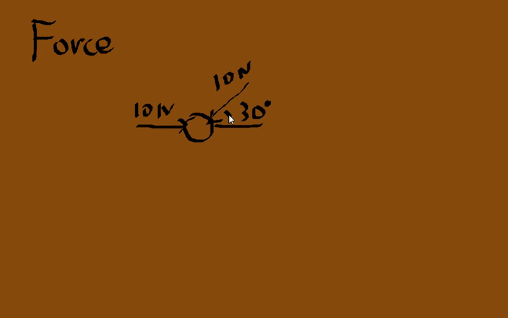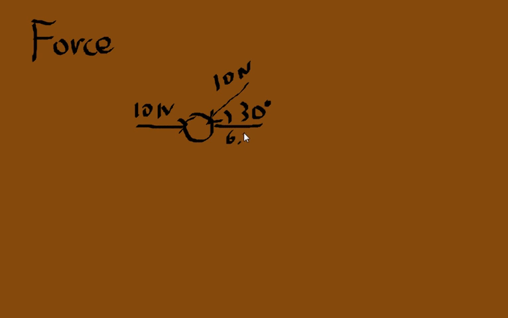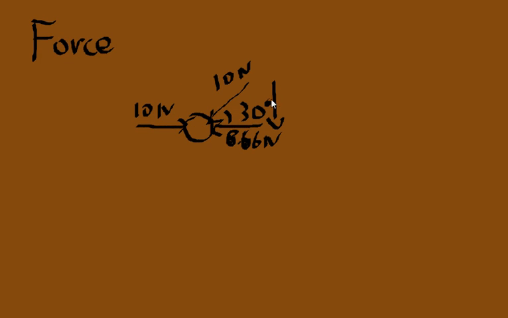10 times cosine 30, which is going to be, let's see, wait, what is this? This is not even right. Oh, what did I even do? All right, so cosine 30 times 10 is 8.66. That's the horizontal force, 8.66 newtons. And the vertical is going down like this. The vertical is sine 30, which is 0.5 of course, times 10. So this is actually 5.